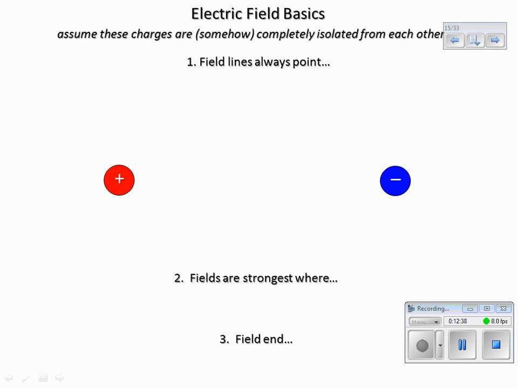So we'll nail down some basics here. First and foremost, no matter where we put at any location around this red positive charge, if we were to place another positive charge there, it would be pushed away from the big red one. That means that anywhere around here, we draw the electric field like this, that it points away from that charge. This is how we draw an electric field around what we call a point charge.